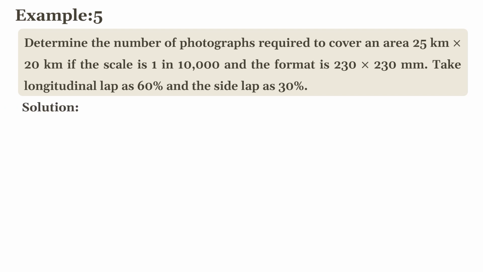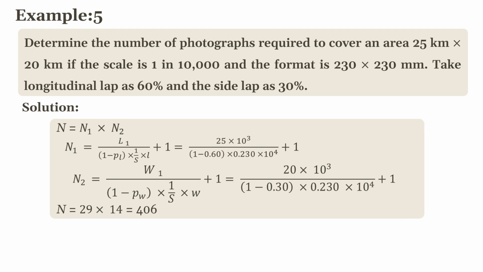The solution is, first we find out how many photographs are needed along the length and the width. We know the length formula N1. Substituting in that, we get N1 is 28.17. When we round off, it is coming to 29. Similarly, for the width, we can obtain N2. N2 is coming to 13.42. When we round up this, it will be 14.